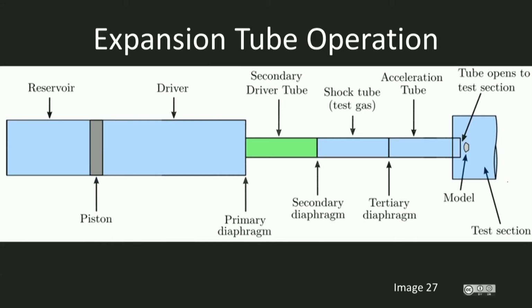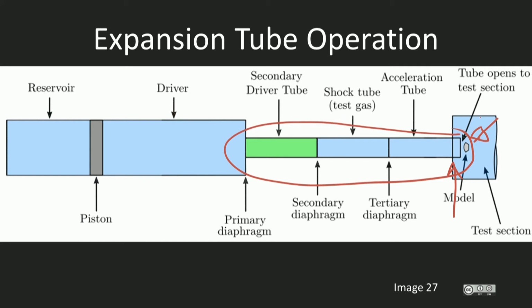Much of the expansion tube is similar to the reflected shock tube. We use a free piston driver to generate a strong shock in our test gas. However, in the expansion tube, the shock tube, this part here, is configured differently. Instead of being closed at its right-hand side, here, like on a reflected shock tunnel, our shock tube runs directly to our test section with the model placed at its exit. So we've got our model here.